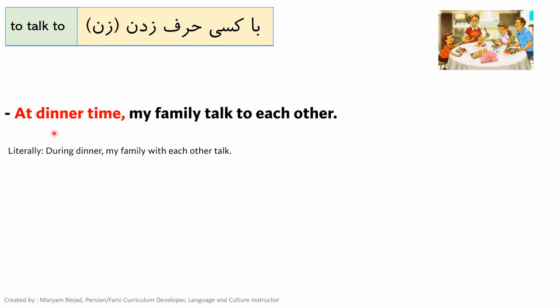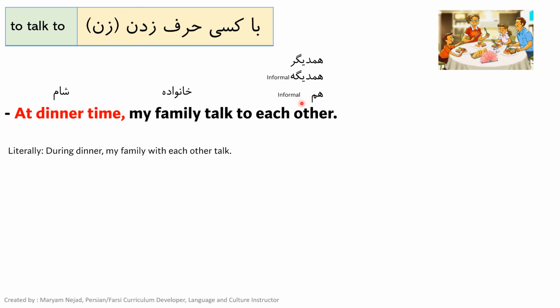So literally we need to say something like during dinner, my family with each other talk. Because at becomes during, and then the verb at the end. So dinner is شام, family is خانواده. In the spoken language, the pronunciation kind of becomes خونواده. And then each other is همدیگر. But in the spoken language, we either pronounce it as همدیگه or we just say هم. Like we drop the دیگه part and we just say هم.